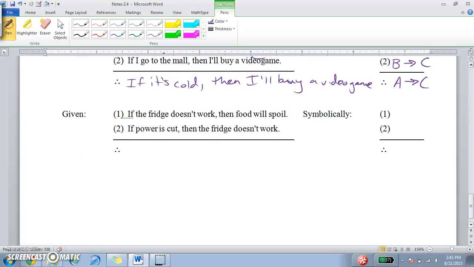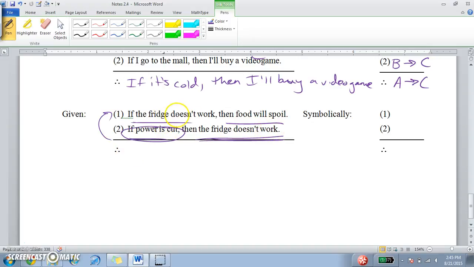Last example, if the fridge doesn't work, then the food will spoil. If the power is cut, then the fridge doesn't work. We've got to be careful here. Notice how the conclusion of this statement doesn't match up with the hypothesis of this statement. But if we switch the order of this, we've got the conclusion of this statement matching up with the hypothesis of the first statement. Therefore, if the power is cut, the fridge is going to stop working.